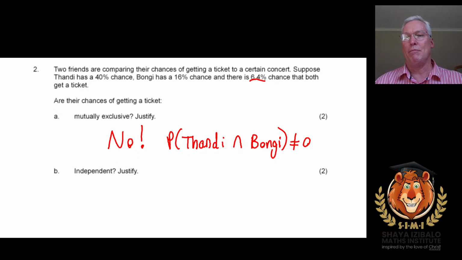Now, are they independent? And this is just an important thing here. We're not going to put probability of Bongi and Tandi. I'll tell you what we're not going to do. We're not going to do this.